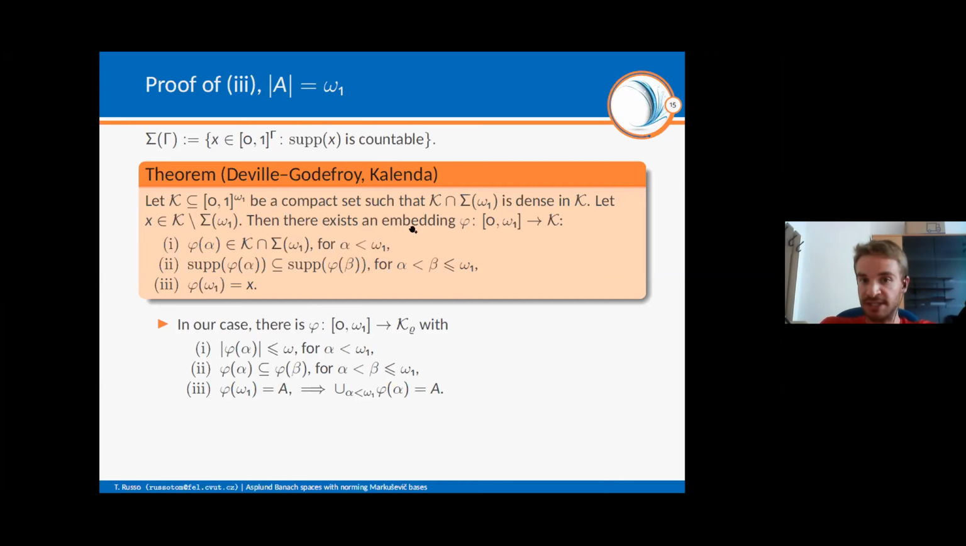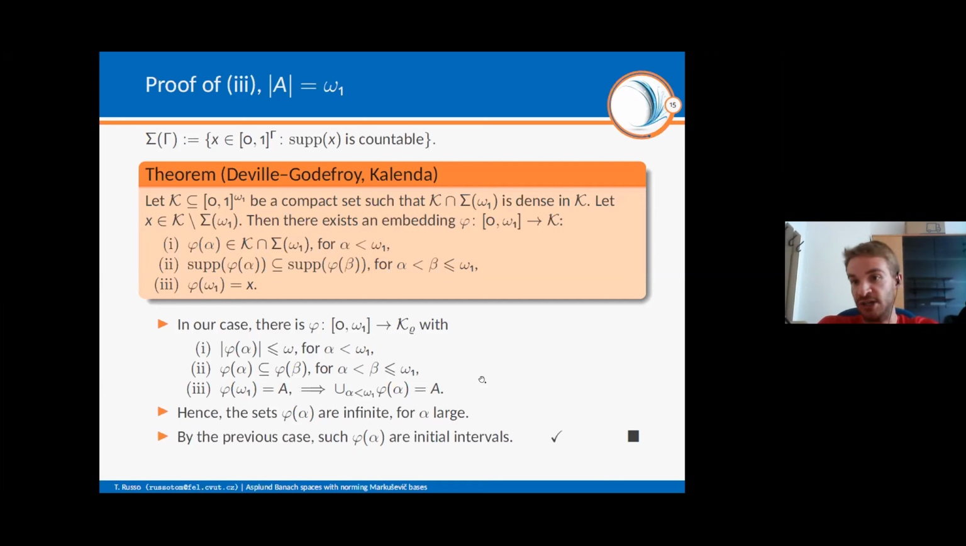But now phi is continuous because it's an embedding. So this means that when approaching omega_1, these sets have to converge to the set A. So the union of the sets phi of alpha is A. But now this union is an uncountable set, and this is an increasing union. So there is no doubt that these sets are going to be infinite from some point on. But if they are infinite, by the previous case they are initial intervals. And an increasing union of initial intervals is going to be an initial interval as well. So we proved that in this other case A is an initial interval as well, which is the claim that we wanted. So this concludes the description I wanted to give of the theorem.